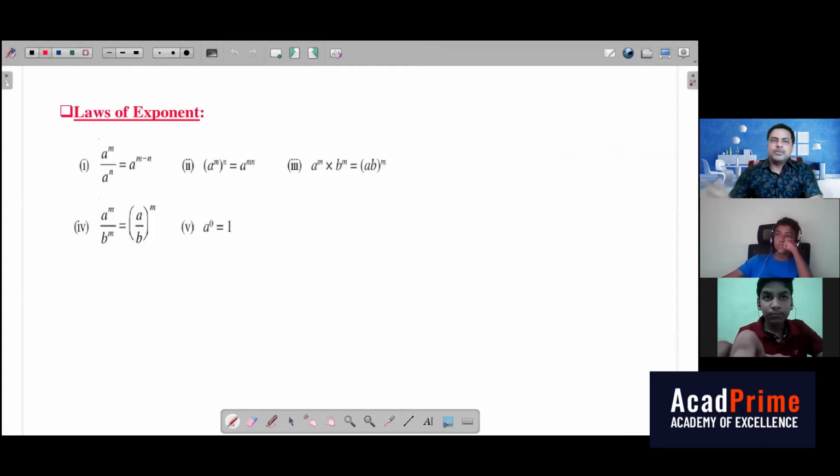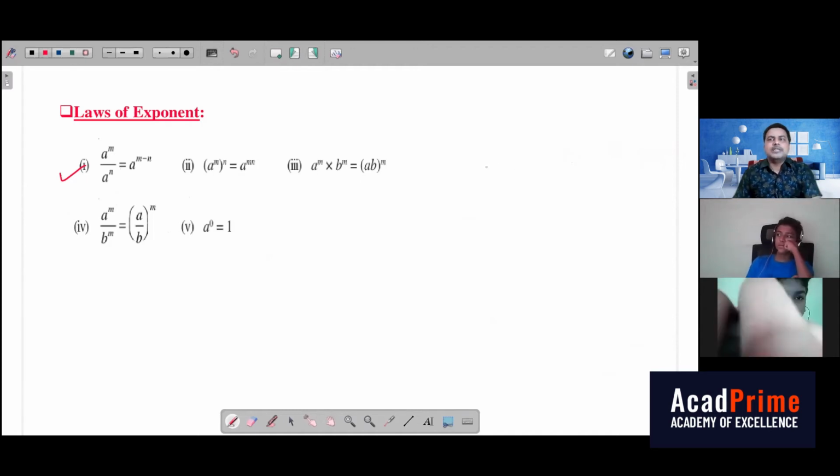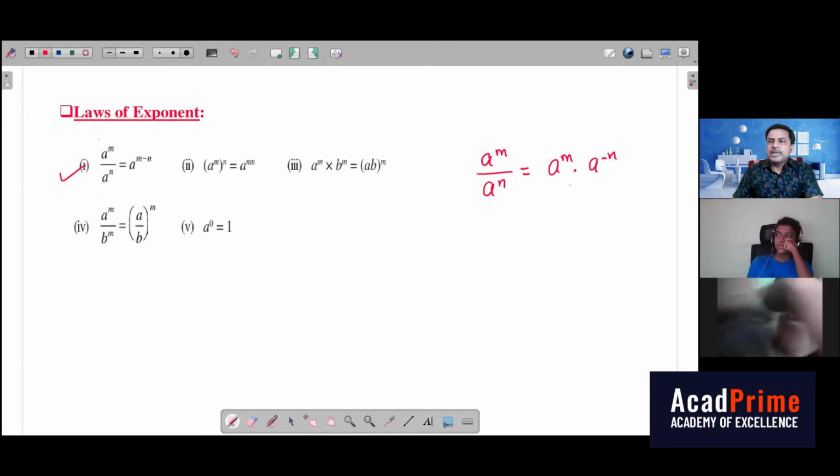Now we have some more laws of the exponents, and the first law I have mentioned is that if you have been given a raised to the power m divided by a raised to the power n, already I have told you that whenever we exchange between the numerator and the denominator, its sign will get changed. Suppose it has been given as a raised to the power m divided by a raised to the power n. Now it can be written as a raised to the power m into a raised to the power minus n, because we have changed it from denominator to the numerator.